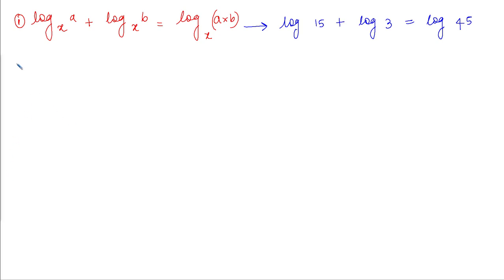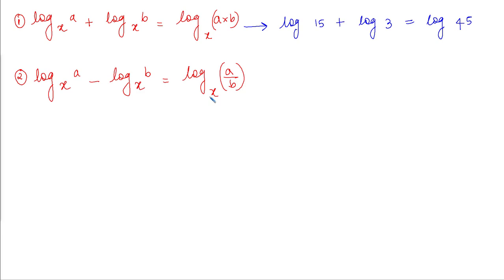Let's have a look at the second property. The second property is log of a to the base x minus log of b to the base x is equal to log of a divided by b to the base x. So if it is a subtraction of logs and the base is the same everywhere, then we are going to divide the numbers.